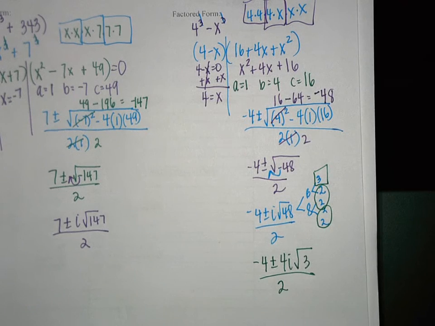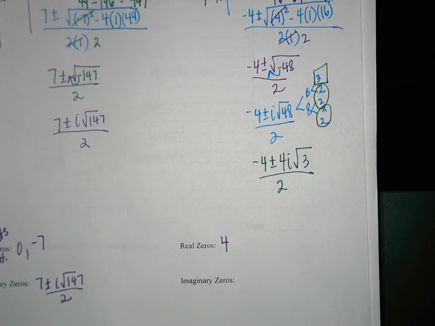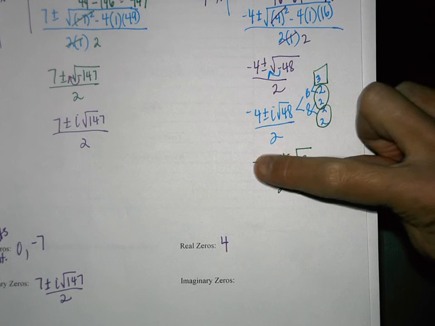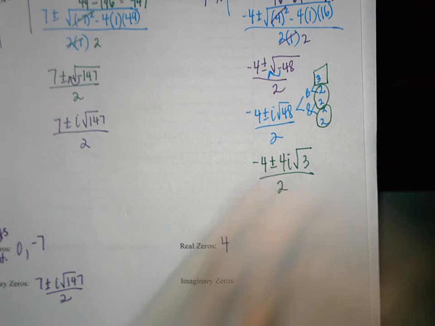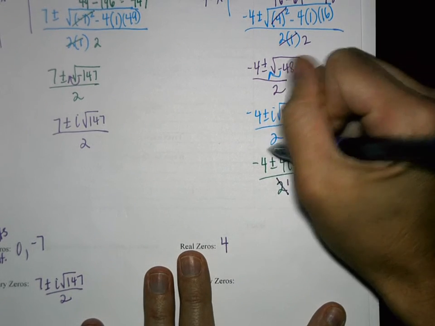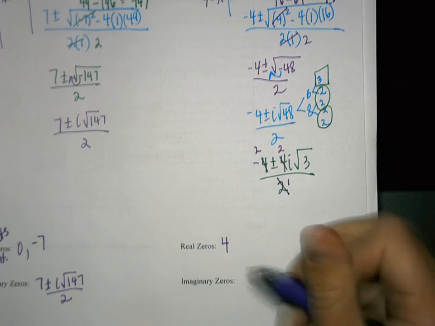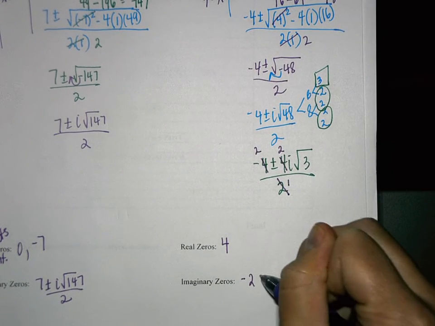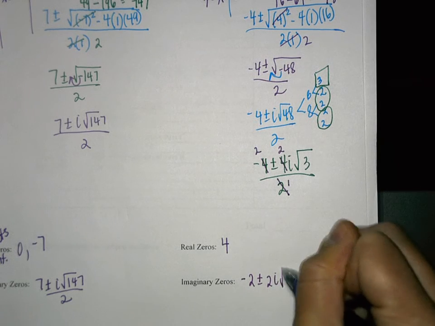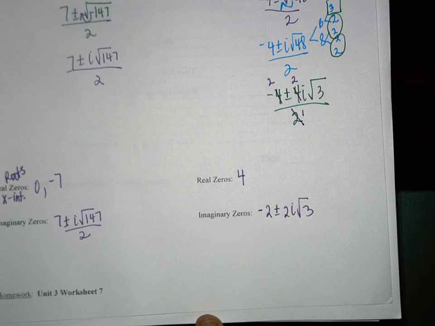And last thing is, could that reduce at all? Yes. All of them can reduce by 2. But it only works if each of these outside numbers are divisible, right? In this case, they are. And so when I reduce each of them by 2, this one becomes a 1, this becomes a 2, this becomes a 2. So my answer ends up being negative 2 plus or minus 2i root 3. And actually 48 could have broken down further, but we're just going to leave it the way it is right now. Okay. All right. Any questions?